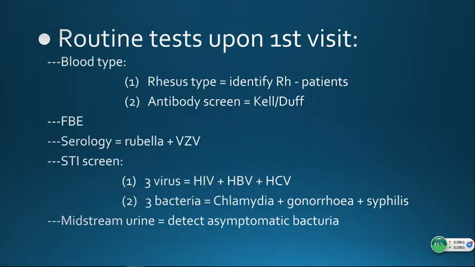Other routine tests upon the first visit. Blood type is important. You would ideally want to know the rhesus type to identify any rhesus negative woman. And also look at any red blood cell antibodies such as Kell and Duffy. The importance of that is that it might cause, in particular for rhesus negative women, a phenomenon called isoimmunization.